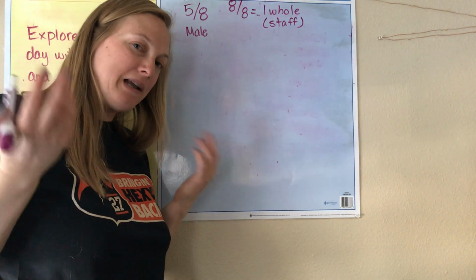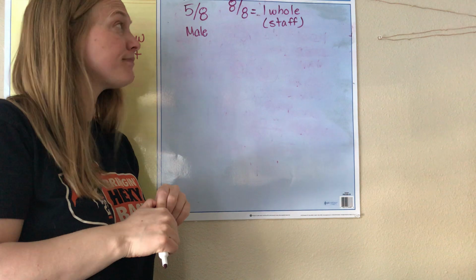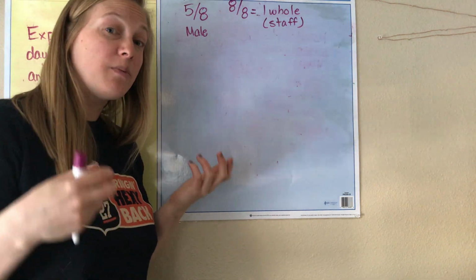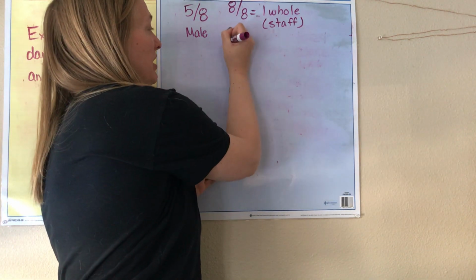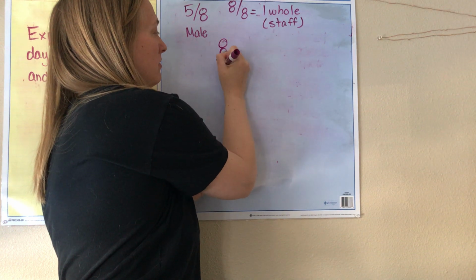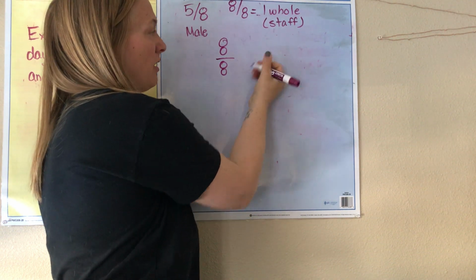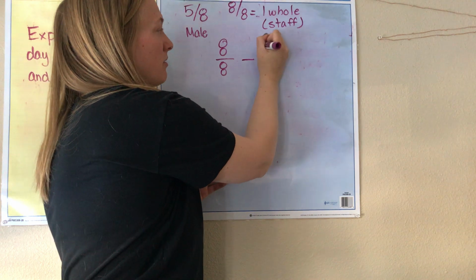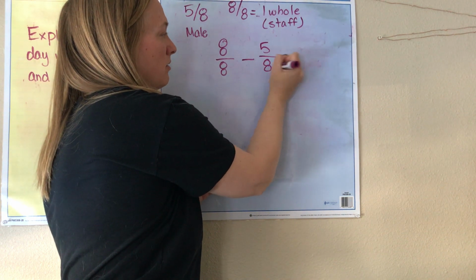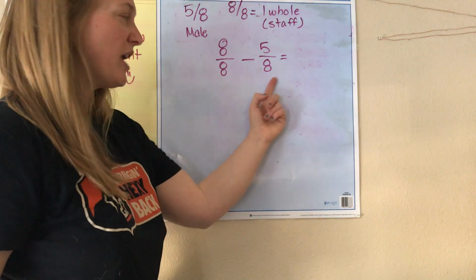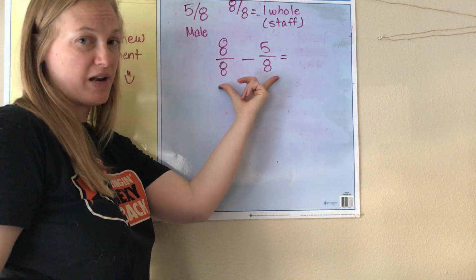So are we going to be adding, subtracting, multiplying, or dividing? We're going to be subtracting. We are going to be subtracting 8/8, which is our 1 whole, right? Subtracting 5/8. Can we subtract as is? We can, because our denominators are the same.